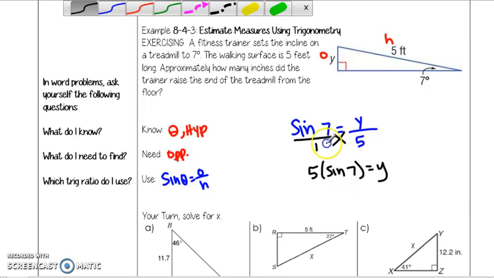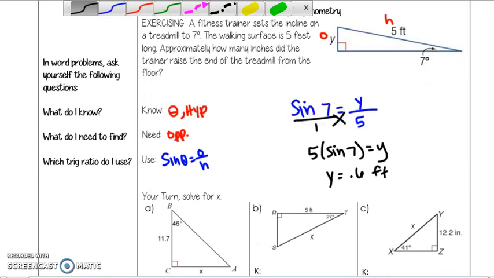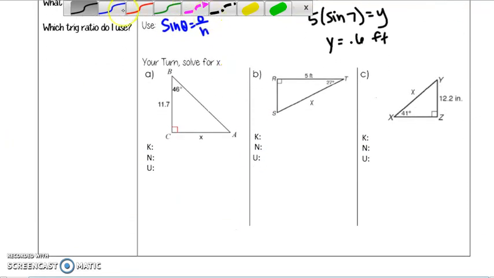And we're going to type that straight into our calculator. 5 times sine 7, making sure we're in degree mode. And then we're going to get 0.6 feet. And we're done. So let's go ahead and try another one, and then we will have you try some.